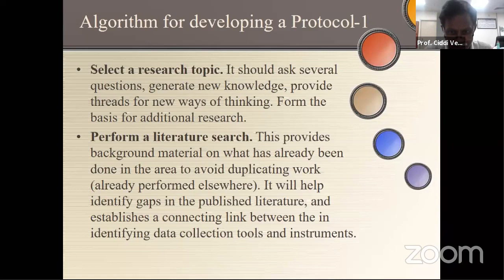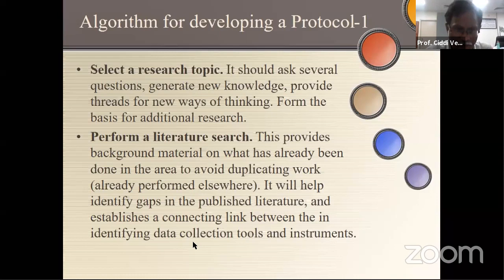And this background material will provide you the gaps in the published literature and establish a connectivity link between identifying the data collection tool and instrumentation. So after you perform the literature review, you will be able to find the gaps which are not answered in the literature, which you will be able to answer with the help of your data collection tools, instrumentation, experimentation and so on.